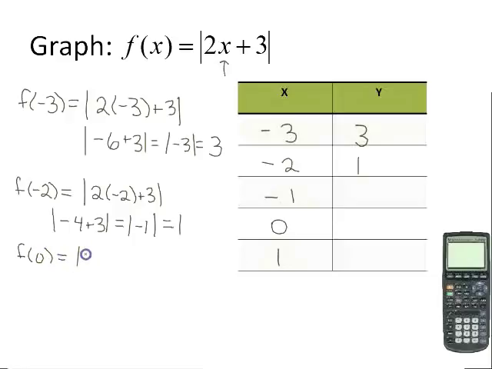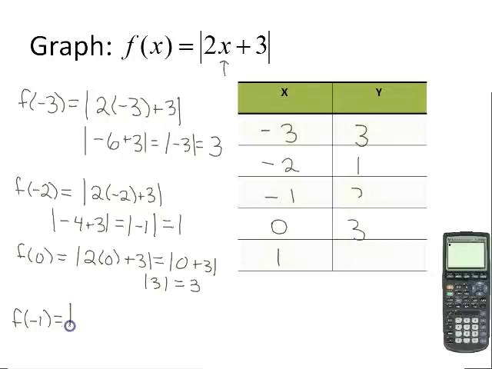Let me plug in now the x value of 0. I love to use 0 as one of my x values because it's so easy to do the arithmetic with it. The absolute value of 2 times 0 plus 3 would be the absolute value of 0 plus 3. So the absolute value of 0 plus 3 is the absolute value of 3, which of course is 3. Oops, I skipped one, didn't I? Let me go back and pick that one up.